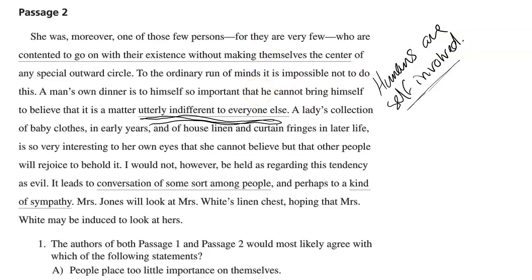A lady's collection of baby clothes in early years and of the house linen and curtain fringes in later life is so very interesting to her own eyes that she cannot believe that other people will rejoice to behold it. Again, we see the self-involved detail. I would not, however, be held as regarding this tendency as evil. Okay, and so here we see the author's own belief on the self-involvement. He does not believe it to be evil.